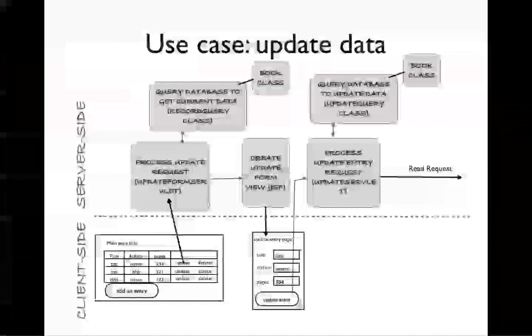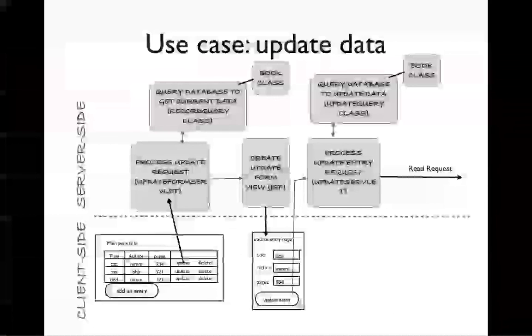The third use case will be to update data. Update will be clicked by the client. This will go to the Update Form servlet. Update Form servlet will need to enlist the help of a Record Query class in order to get the current data for the book selected. It'll use the book class as needed. When the Record Query class and the servlet are complete, execution will be passed on to the Update Form view so that we can see in the response the Update Entry page is shown here.